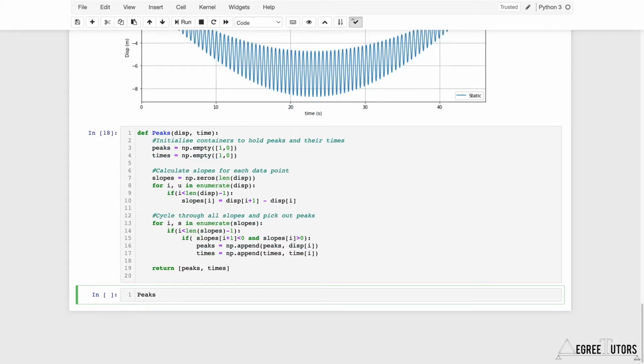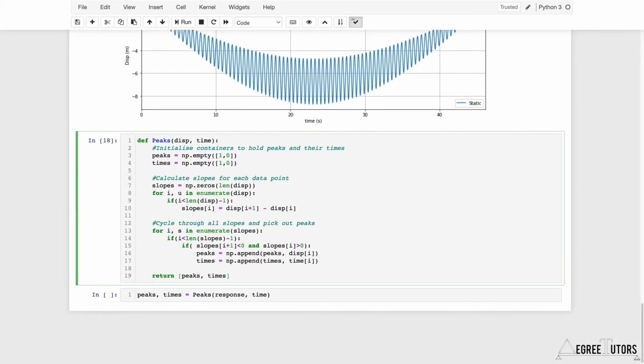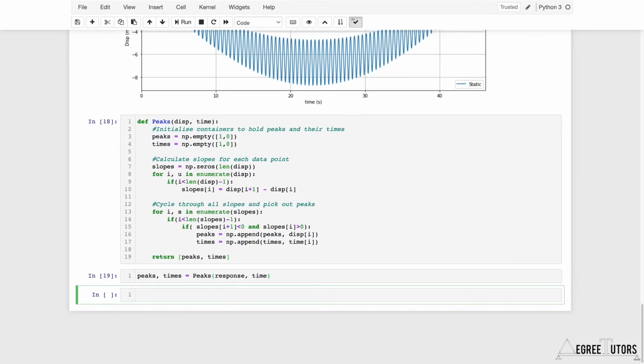So this is the big test. So let's call it, and we're going to pass it in the response and the time vector, and let's assign the output of the function. Remember, it returns two sets of outputs, right? It returns peaks and times. So I'm going to assign those outputs to variables outside of the scope of that function. I'm going to give them the same names because they're outside the scope of the function, so I can. So peaks and times is equal to our function peaks that we pass in response and time to. Let's run that. Okay, excellent, no errors.